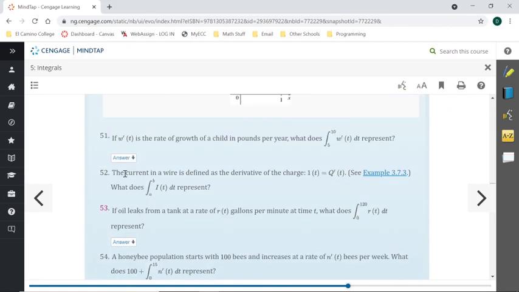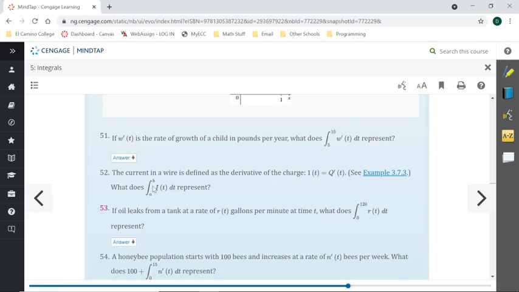Suppose that the current is the change in charge through a point on a wire. You can think of it as like current in a stream, except if it's current in a wire, it's essentially theoretically the electrons that are moving through the wire. So the current in the wire is defined as the derivative of the charge, that is the change in the amount of charge. So if Q of t is the amount of charge at a particular point, the rate of change of that charge with respect to time is how fast the charge is changing. That would be the current.